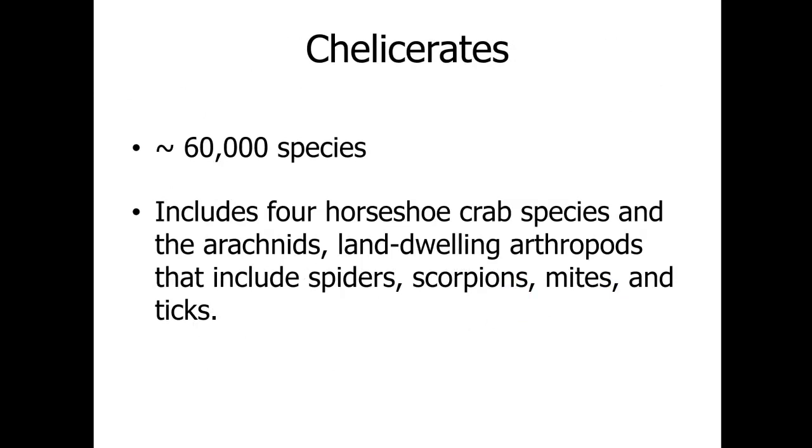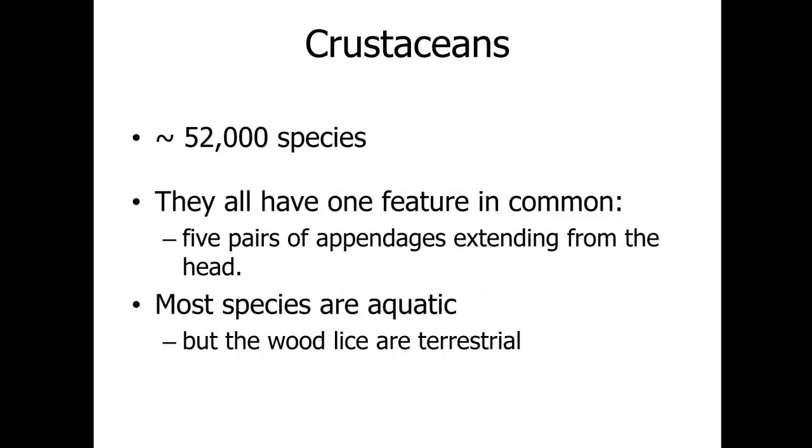With the chelicerates, we're going to have about 60,000 species. These are going to include things like horseshoe crab species and arachnids, land-dwelling arthropods that include spiders, scorpions, mites, and ticks.